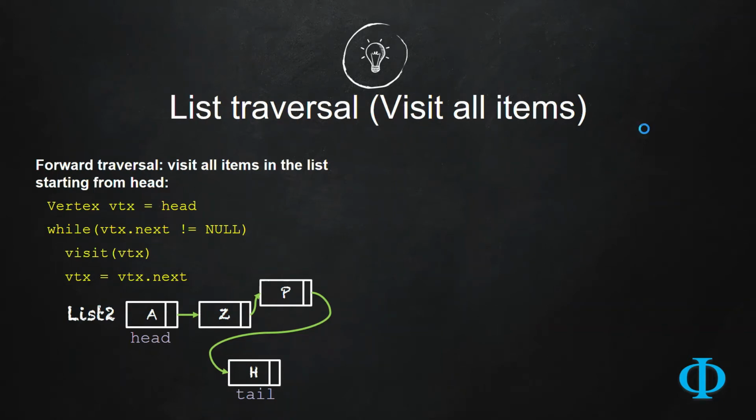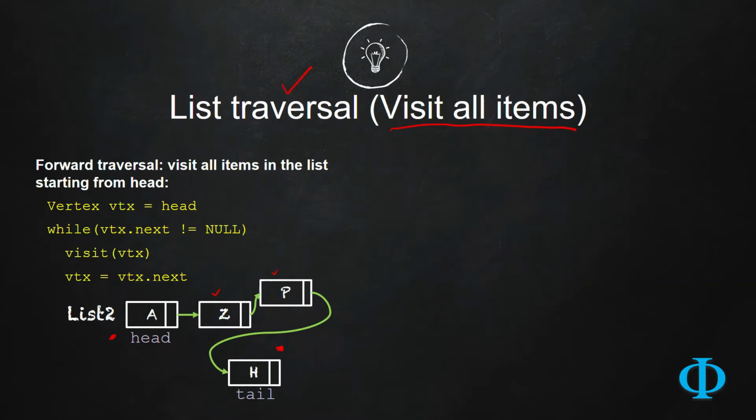So now let us try to understand how we can visit all the items stored inside a linked list. Sometimes this problem is called the list traversal problem. That is, traverse the entire list starting from the beginning to the end, and in this path you have to visit all the nodes. So how can we do that?